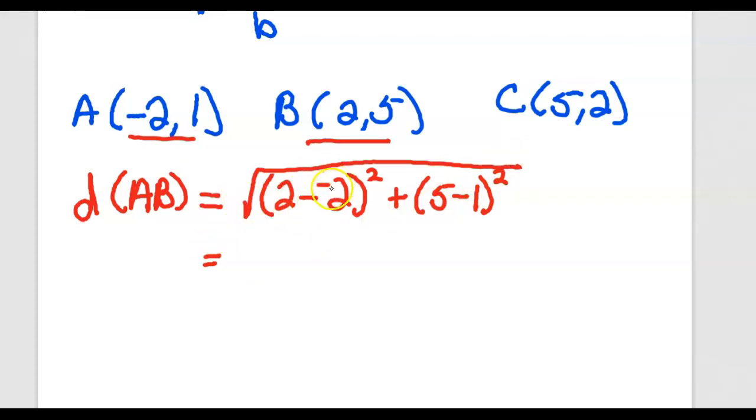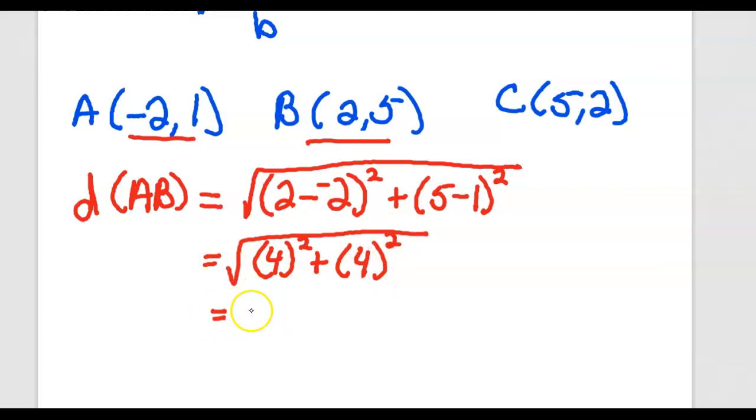So 2 minus a -2 becomes 2 plus 2, so we have 4 squared plus 5 minus 1, which is going to be a 4 squared. So 4 squared plus 4 squared is 16 plus 16. So we have the square root of 32.